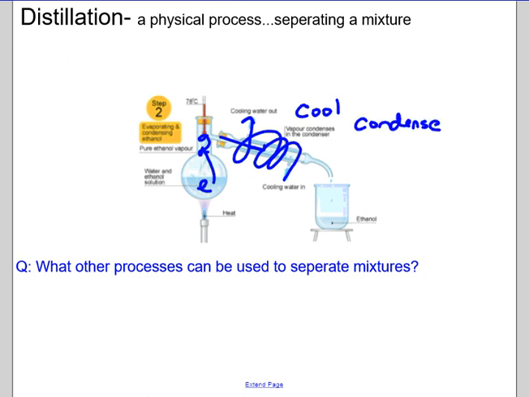When the liquid changed to a gas, that was called evaporation. Now we have condensation. These are both physical processes. When something condenses, it changes from a gas back into a liquid, and so that liquid will drip into this container. The temperature in the thermometer will hold constant during the entire process of that particular liquid. Once that liquid has completely boiled off, the temperature will rise again until it reaches the boiling point of the next liquid in the mixture.